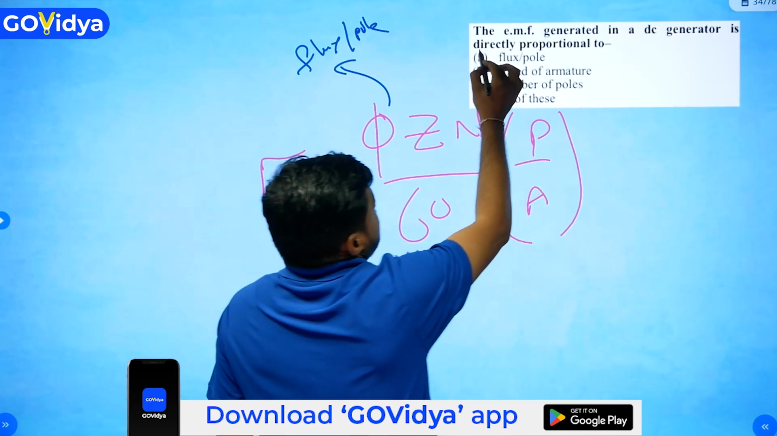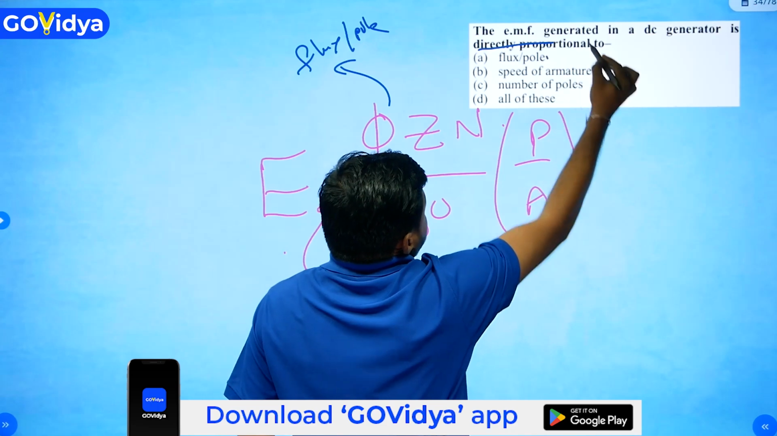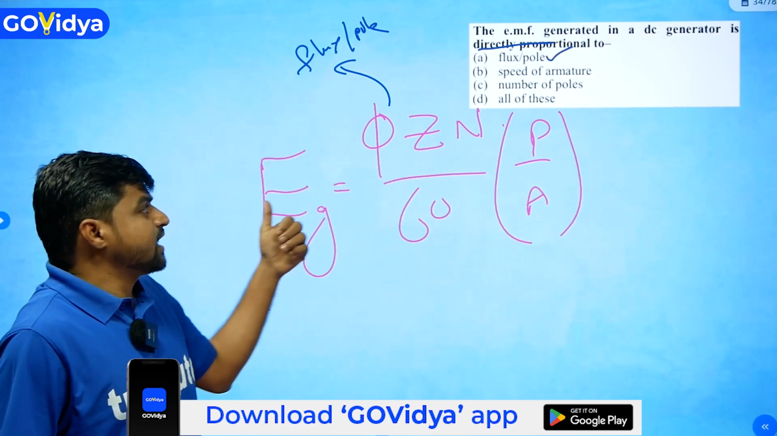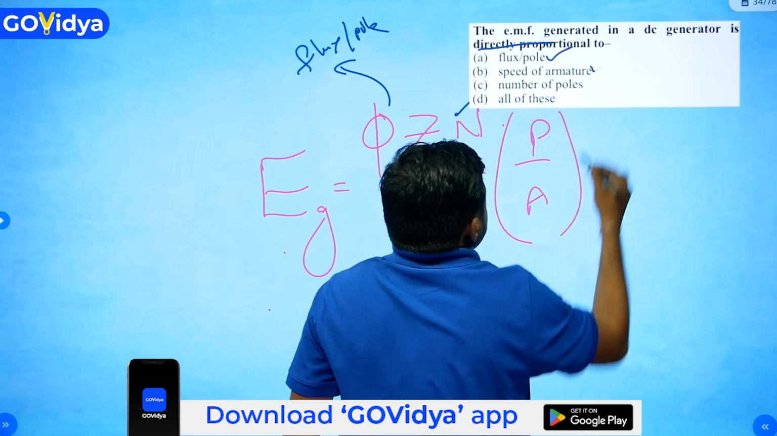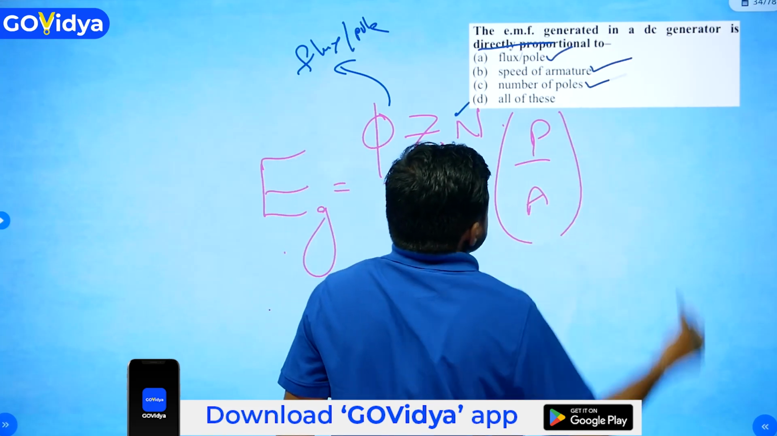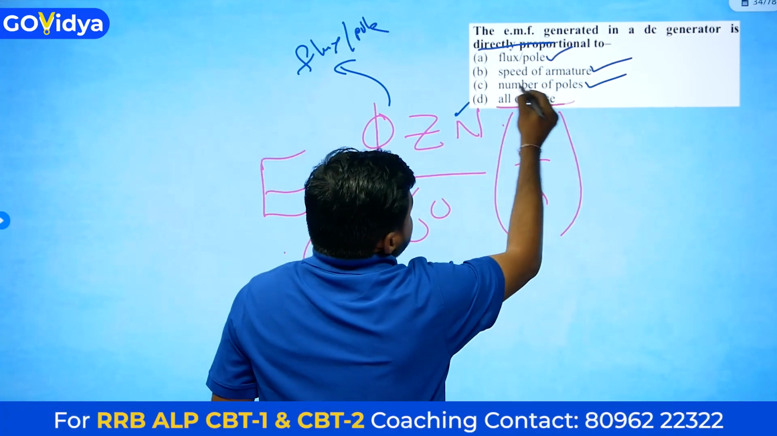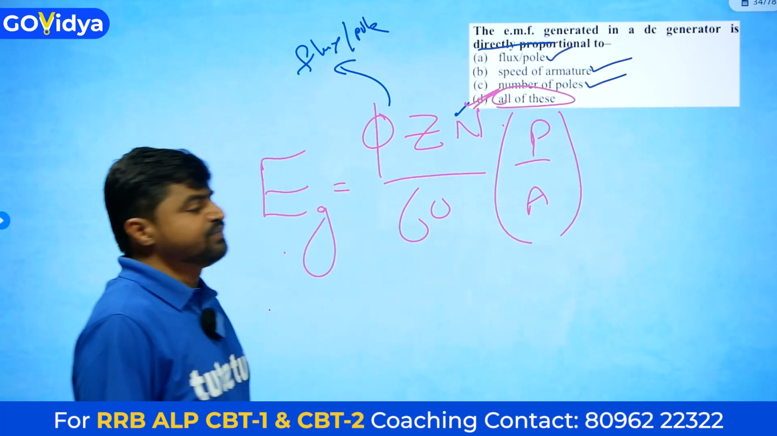Here it is directly proportional to flux per pole. This is right. Also EG is directly proportional to speed of the armature. Yes, speed of the armature. Also number of poles, this is also correct. The answer is all of the above. Option D is the correct answer.